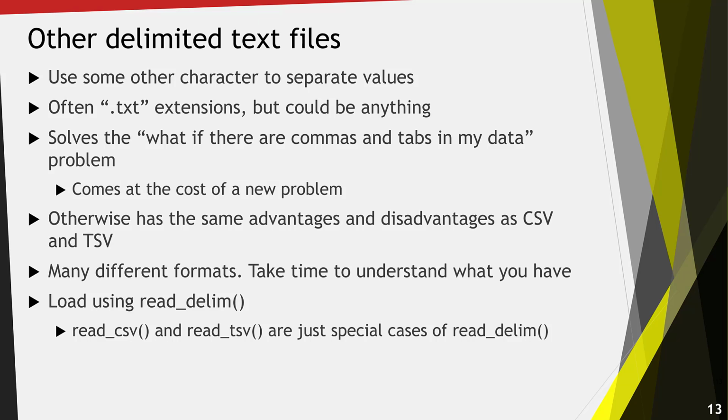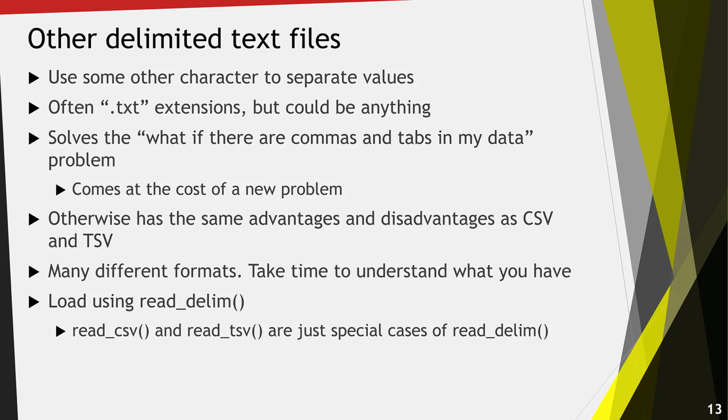Often these files have .txt extensions, but they could be anything. Changing the delimiter to something else solves the "what if I have commas and tabs in my data" problem, but that comes at the cost of a new problem: you specified a different character as a delimiter, and what if your data contains that character as well? Again, otherwise these have the same advantages and disadvantages as CSV and TSV files.